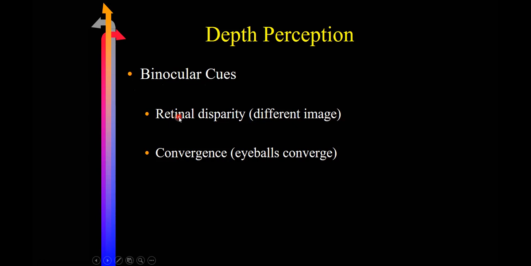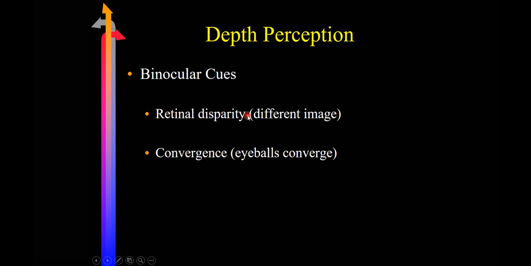Okay, retina is what? The sheet of tissue at the back of our eyeball that contains the receptors for vision, and that's where the light particles fall from objects that are in our environment. And disparity is a difference. Okay, so what's retinal disparity? Each eye gets a slightly different picture of the scene.